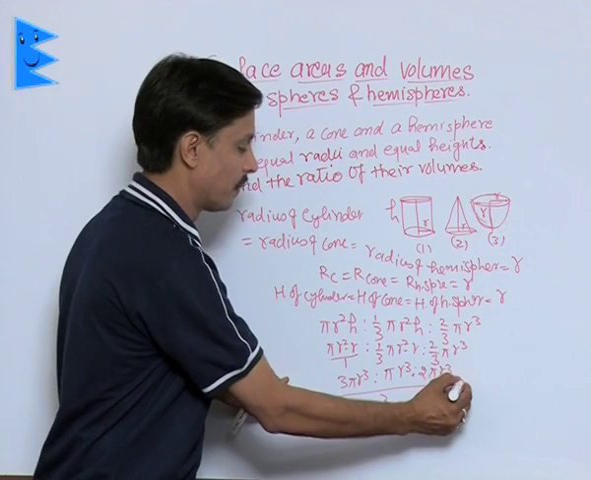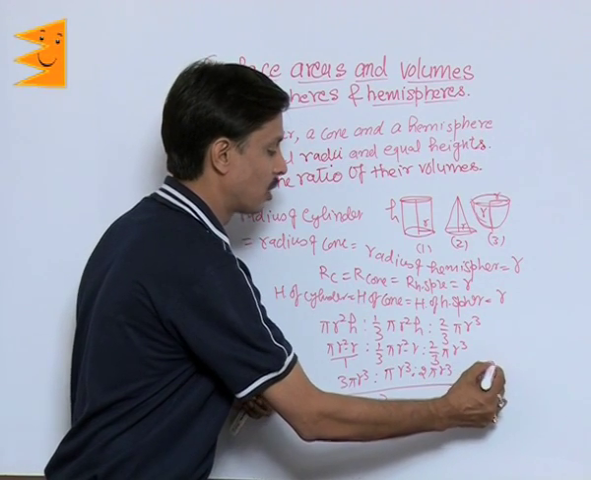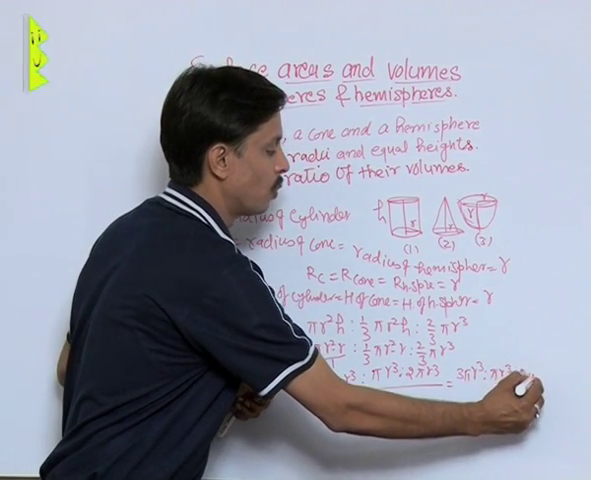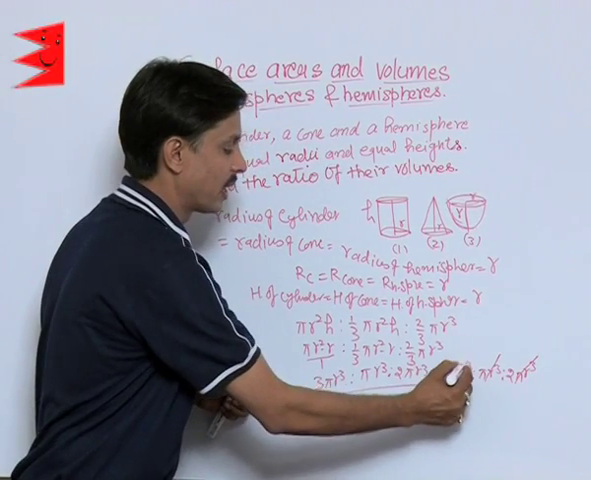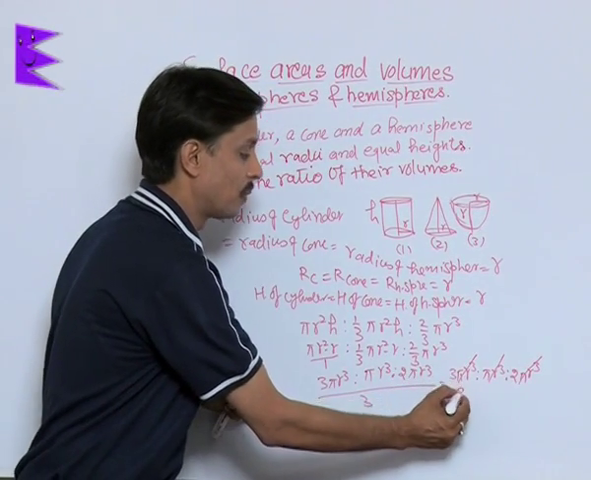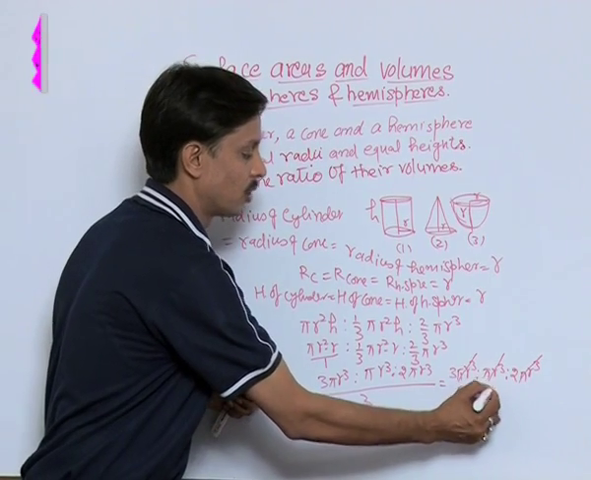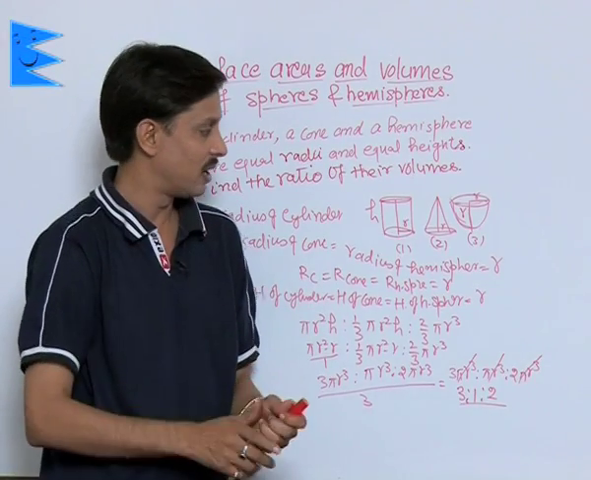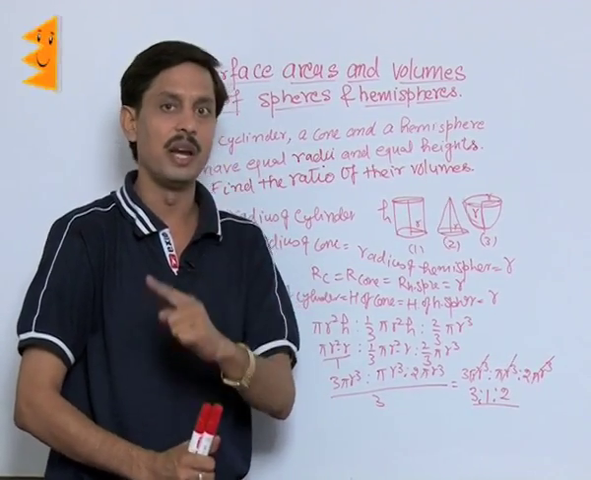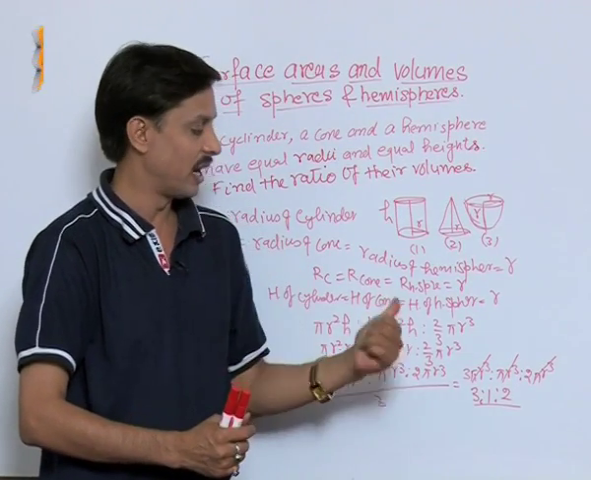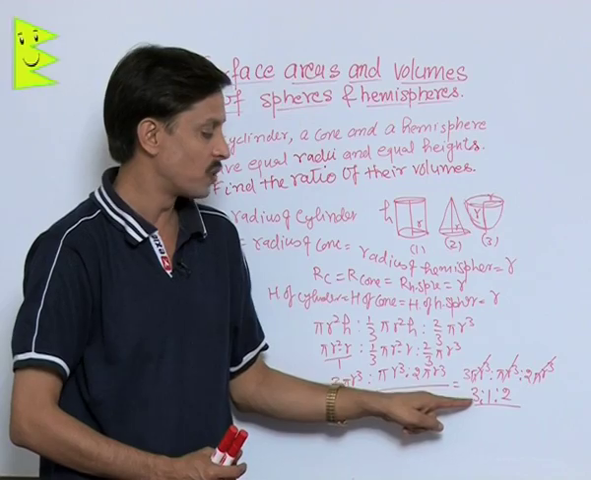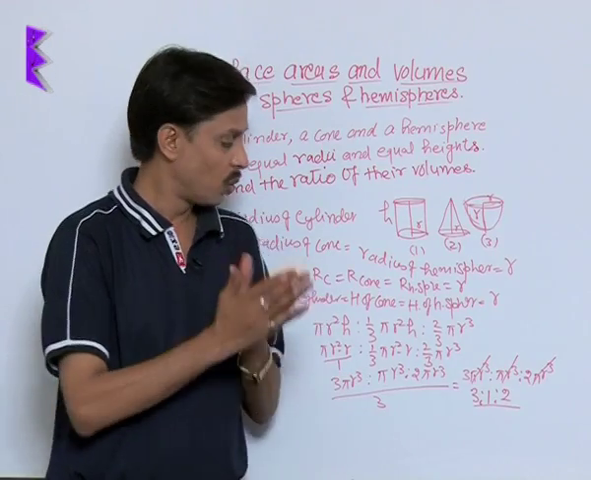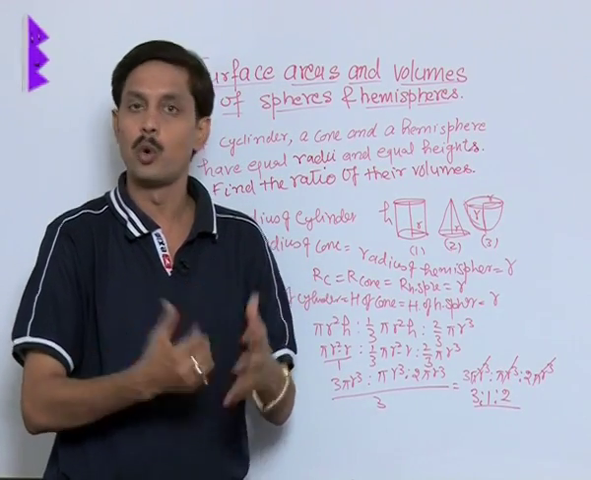So you can say here this becomes 3 pi r cube is to pi r cube is to 2 pi r cube. Pi r cube, pi r cube, pi r cube get cancelled. This is left with 3 is to 1 is to 2. So we can say if a cylinder, a cone and a hemisphere have the same radii and the same height, then the ratio of their volumes is 3 is to 1 is to 2. Similarly, you can extend this to calculate the ratio of curved surface, total surface, etc.